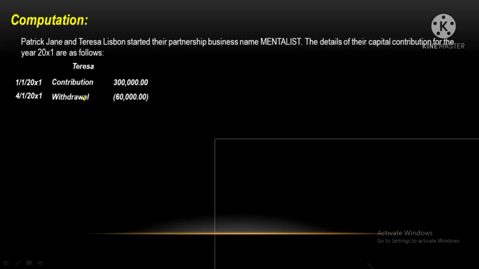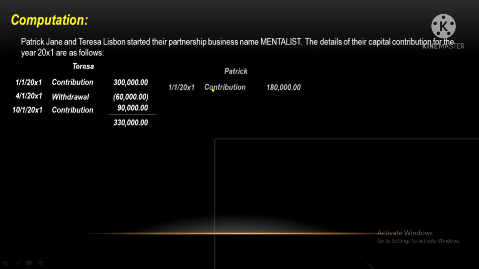I would like to emphasize that this withdrawal is permanent, or a withdrawal that is charged against Teresa's investment and not a withdrawal against her share in the future profits of the partnership. Aside from these two, Teresa contributed again on 10/1/20x1 a capital of 90,000. So the ending balance of Teresa's capital before her share in profits and before considering her temporary drawings is 330,000.